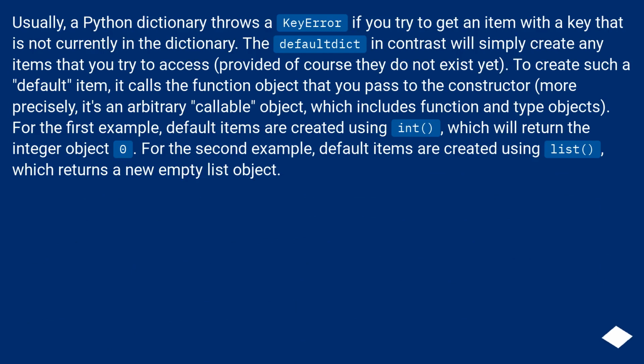Usually, a Python dictionary throws a key error if you try to get an item with a key that is not currently in the dictionary. The default dict, in contrast, will simply create any items that you try to access, provided of course they do not exist yet. To create such a default item, it calls the function object that you pass to the constructor. More precisely, it's an arbitrary callable object, which includes function and type objects. For the first example, default items are created using int, which will return the integer object 0. For the second example, default items are created using list, which returns a new empty list object.